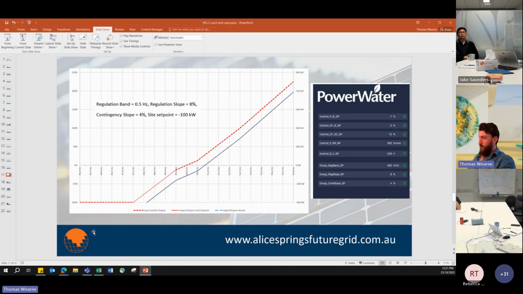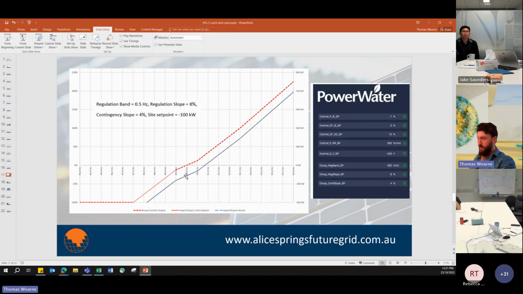So this is a bit of a look at how the droop response works and what the controllers are able to set. They can determine the band of regulation, so where the frequency can go, where it will only trigger a gentle response. After that, you're in the contingency and the response is more aggressive. And of course, you can set the export where you want it.